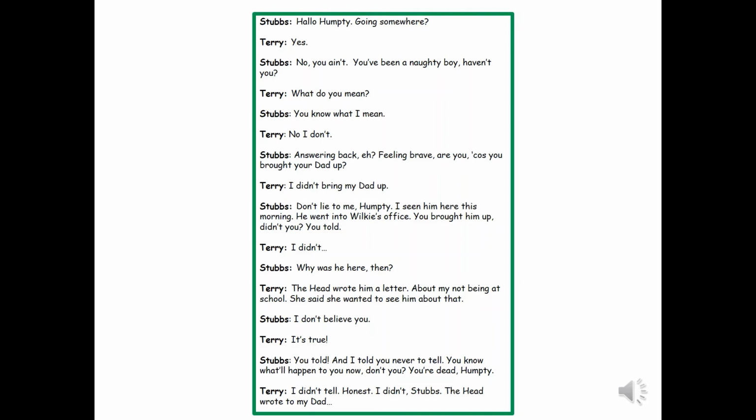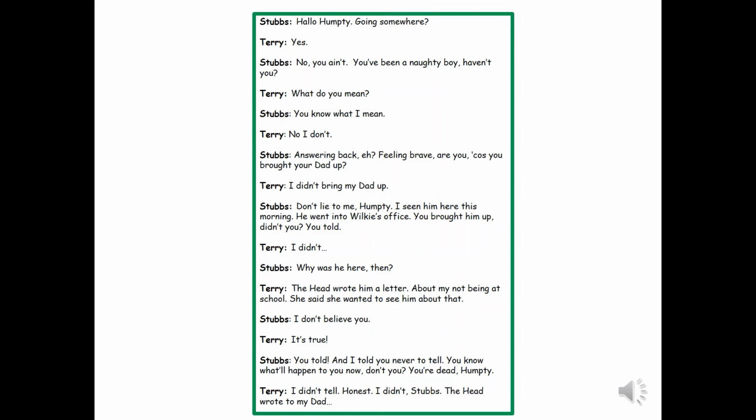If you're completing your task on PowerPoint or on Word, then you could just amend the script and insert your stage directions. So remember that stage directions are instructions for the actor. They are always in brackets and written in italics. Or you can print the script off, so you'll find it in Class Charts and then you can annotate it.